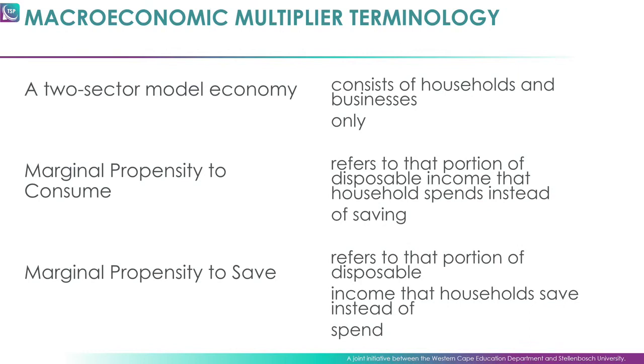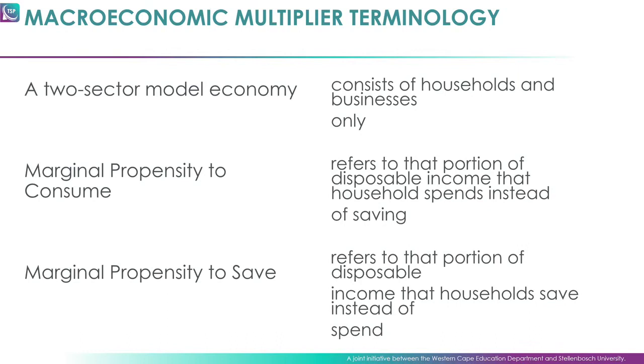Right? Your MPC, as I said earlier on, your marginal propensity to consume, refers to that portion of disposable income that households spend instead of saving. And obviously marginal propensity to save is the opposite. It is that portion of disposable income that households save instead of spending.